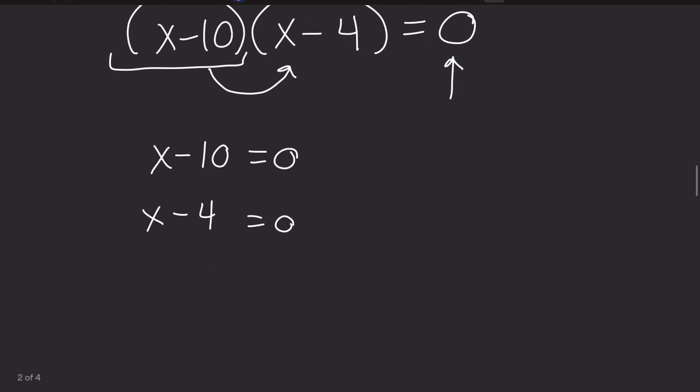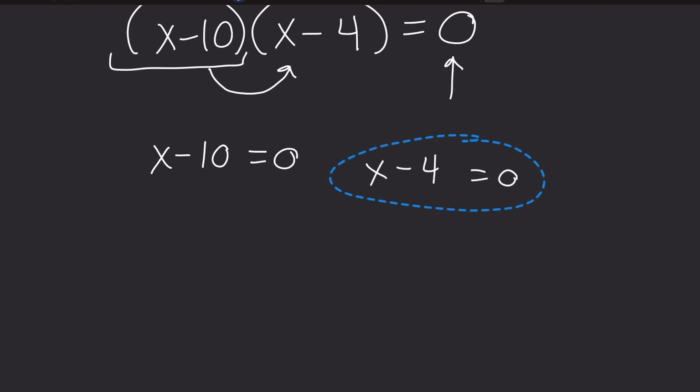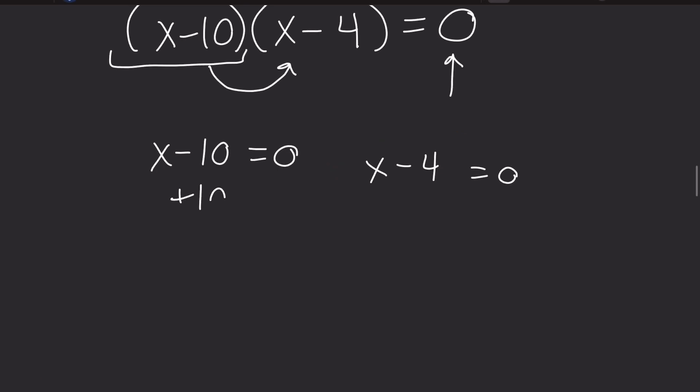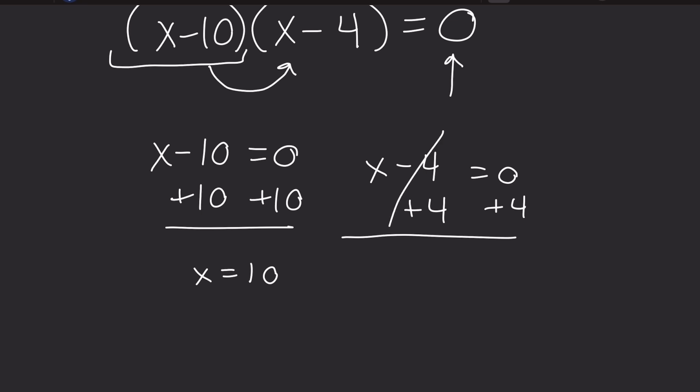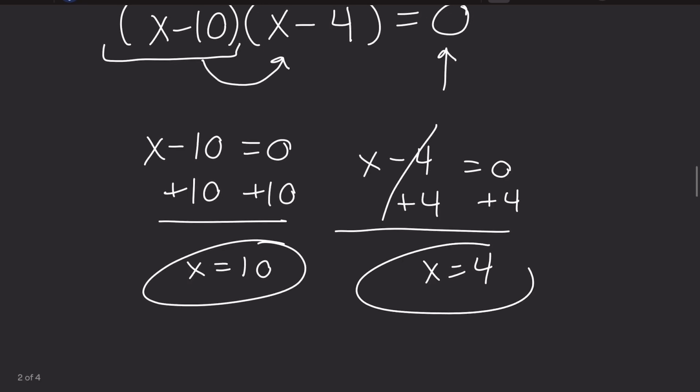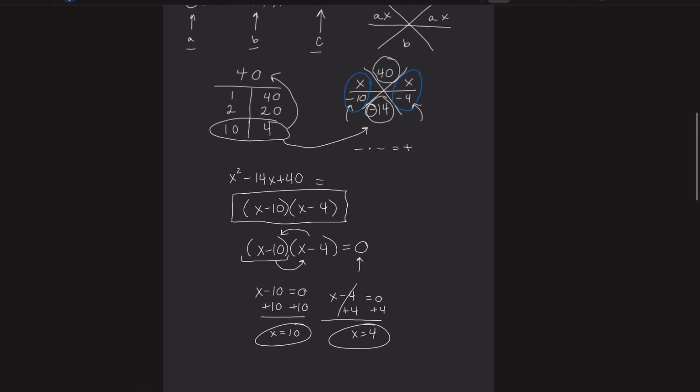Now, to solve for x, we'll just move each to the other side. I'll add 10 and add 10 and get that x equals 10. Over here, I'll add 4 and add 4, which gives me that x equals 4. So these are our two solutions for the trinomial above.